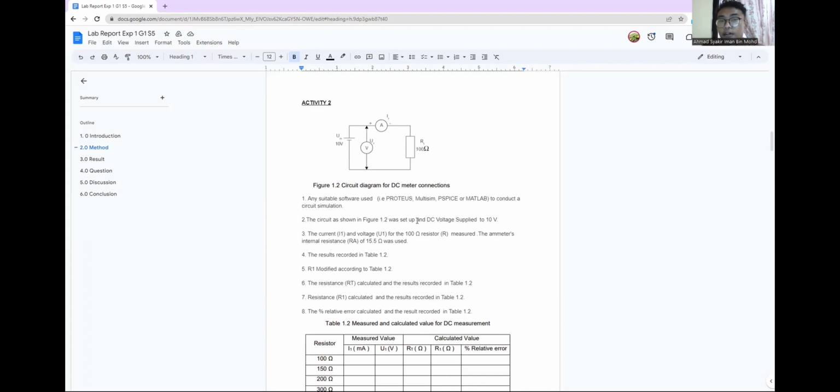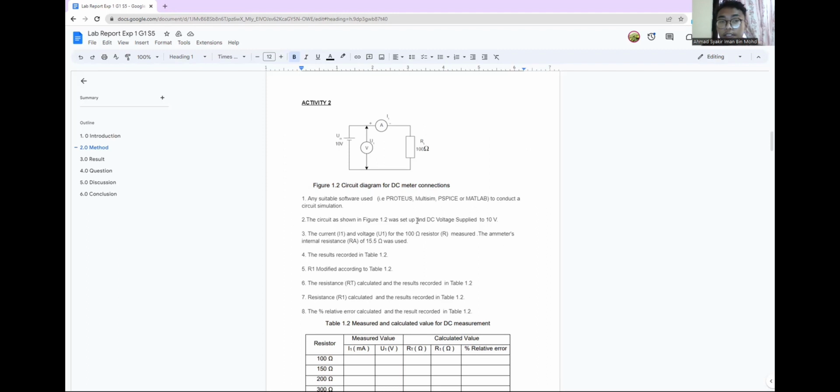So for the next, activity 2, the circuit simulation is conducted using suitable software. Next, the circuit as shown in figure 1.2 was set up and a DC voltage of 10 volts supplied. The current I1 and voltage U1 for the 100 ohm resistor are measured, and an ammeter internal resistance RA of 15.5 ohm was used. The result is recorded in table 1.2 and R1 modified according to table 1.2.